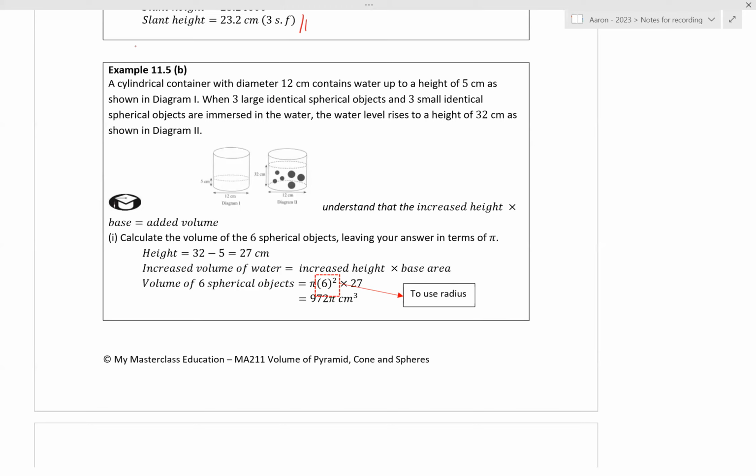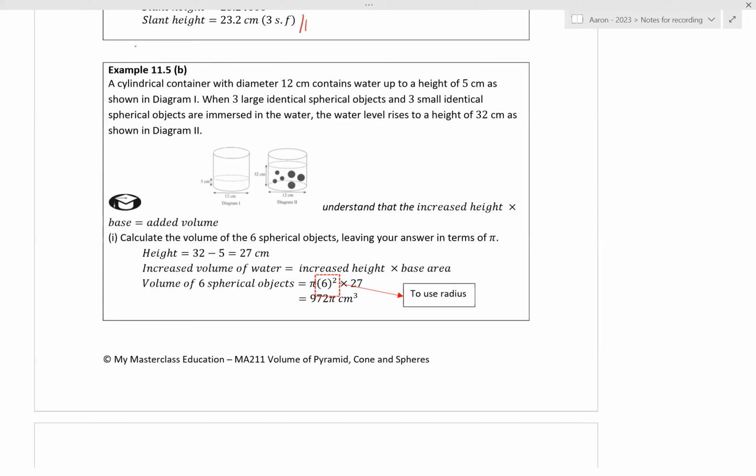What the question asks you to do is to calculate the volume of the six spherical objects, which is essentially the increase in volume. So to find the increase in volume, you take your base, which is essentially still your volume of your cylinder, just that you're working with a different height, which is the increase in height. So you work out the increase in height, which is the final minus initial, 32 minus 5, get 27 cm.